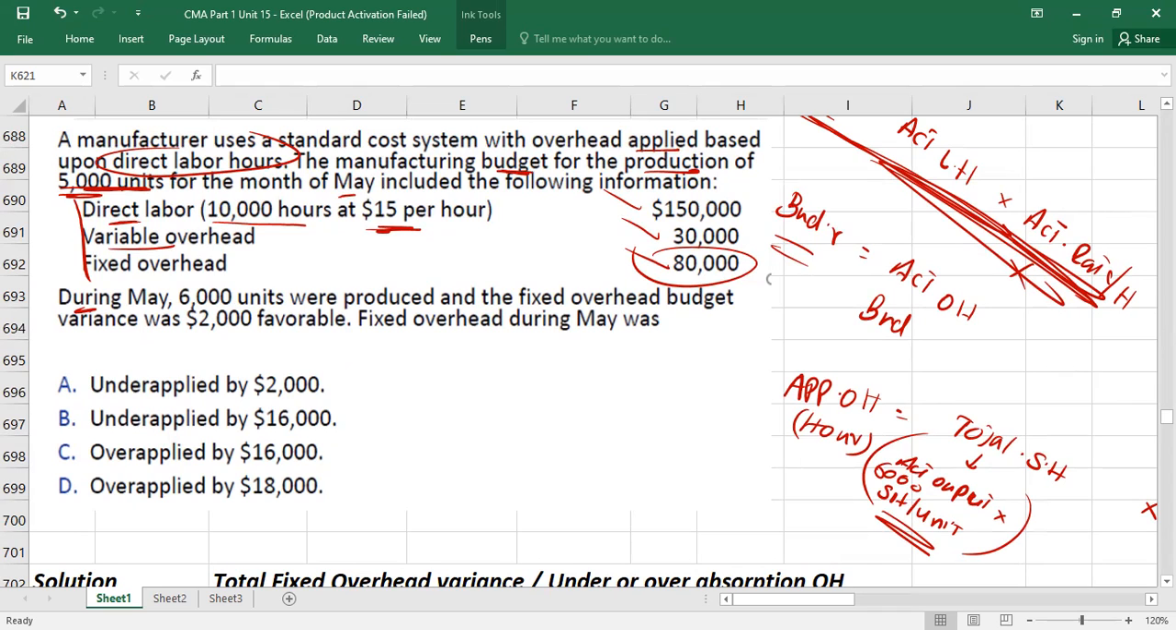Straight away, it's not given, you have to work out the standard hours. Let me tell you how. For 5,000 budgeted units, how many hours are required? I can convert to per unit hour. Per unit hour will be 2. How? Because 10,000 hours was the total. Divide budgeted hours 10,000 by budgeted units 5,000, so per unit hours will be 2. Right or wrong? So 6,000 times 2, total standard hours, is 12,000 hours.